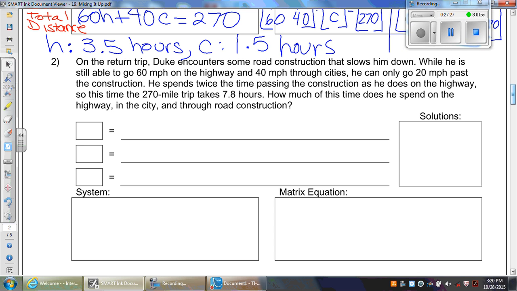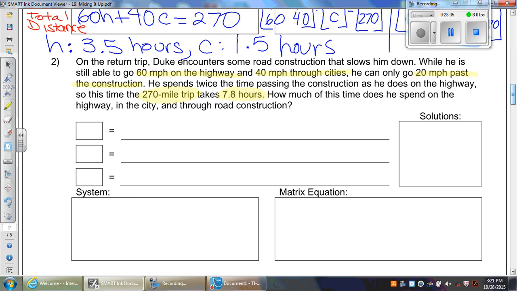He encounters some road construction that slows him down. While he is still able to go 60 miles per hour on the highway and 40 miles per hour in the city, he can only go 20 miles per hour past the construction. That is twice the time in the construction as on the highway. So his 270-mile trip takes 7.8 hours. How much of this time is spent on the highway, in the city, and in construction?